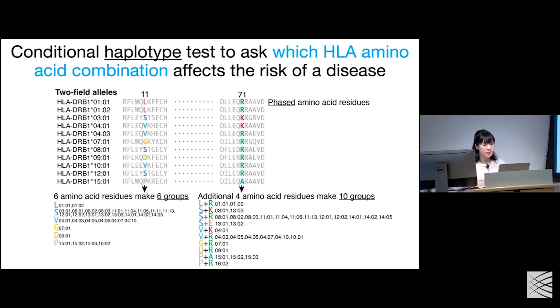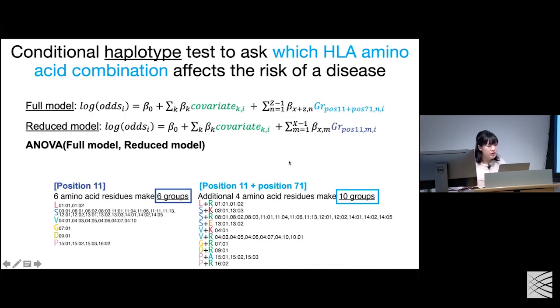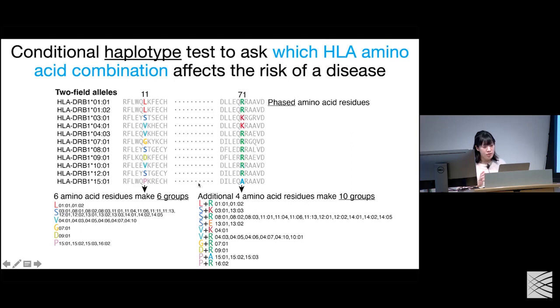And next, we want to assess the second position. In this example, position 71, here colored in green, red, and blue. We can now group 2-field HLA alleles into 10 groups if we consider both position 11 and position 71 simultaneously, like L plus R, or S plus K, or V plus R. So if we exhaustively count the number of combinations at 11 and 71, there are 10 groups, like in this right bottom plot. Then we can calculate the variance explained by these 10 groups of amino acid residue variations from positions 11 and 71 and compare that against the variance explained by 6 groups, which only account for position 11.